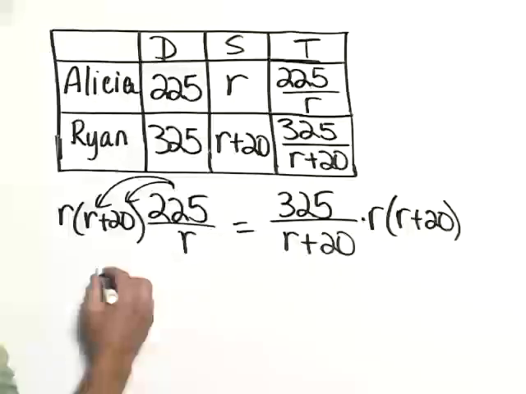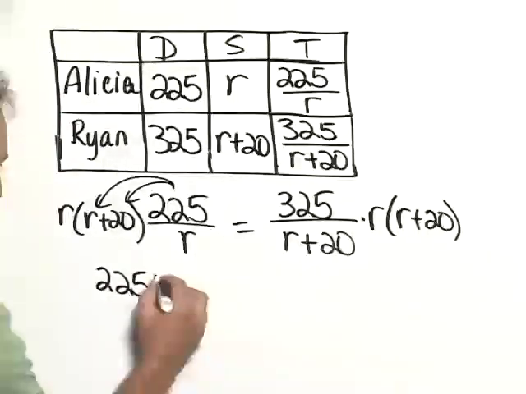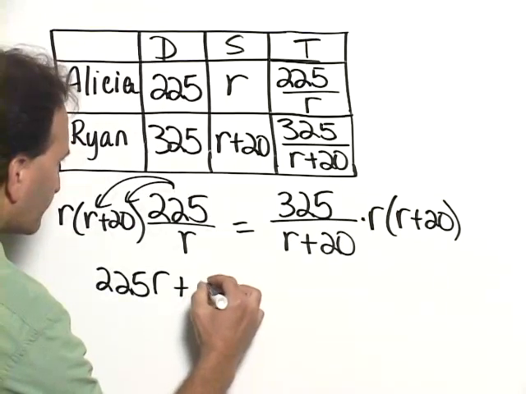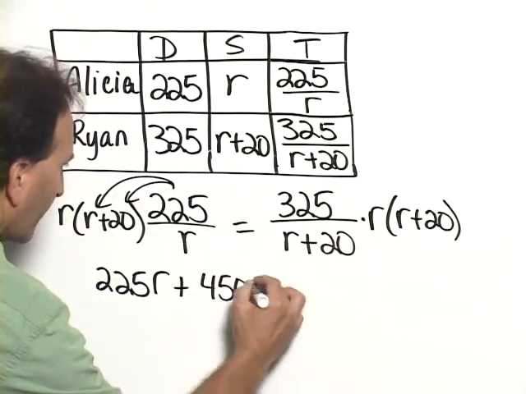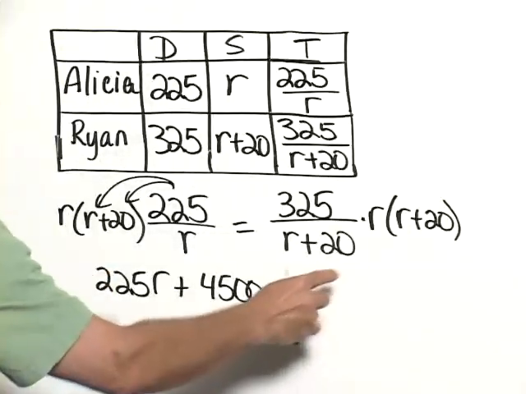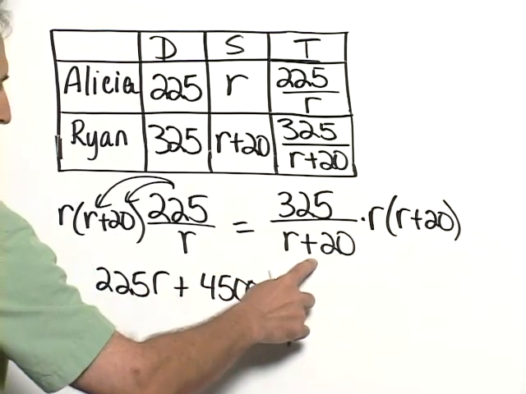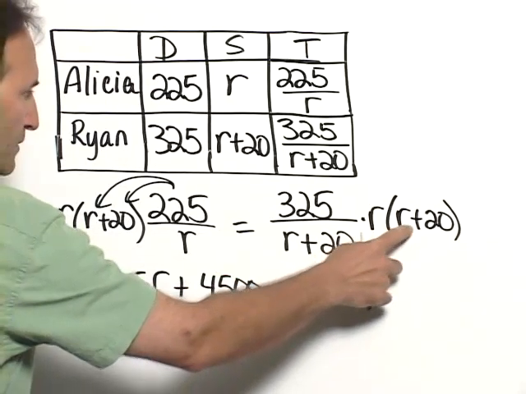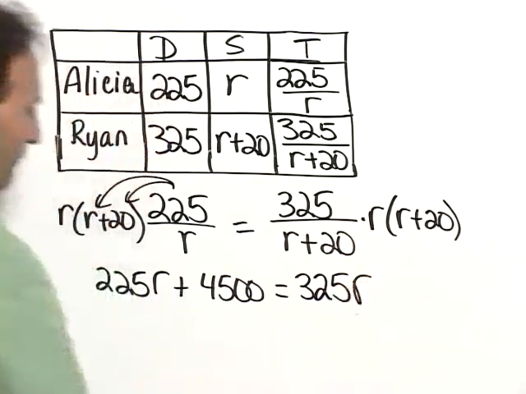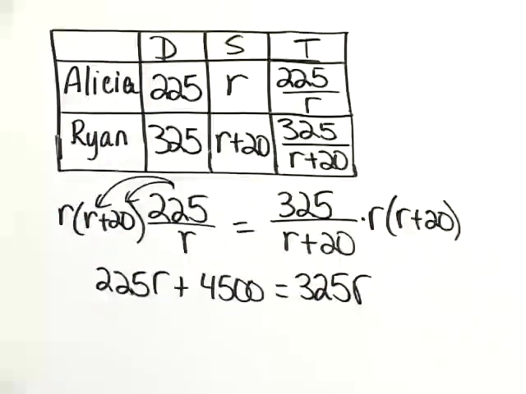So this would give us on the left-hand side 225R plus 4,500, which is the 225 times 20. And on the right-hand side, we can remove a factor of 1, R plus 20 over R plus 20, and that would give us a result of 325R.